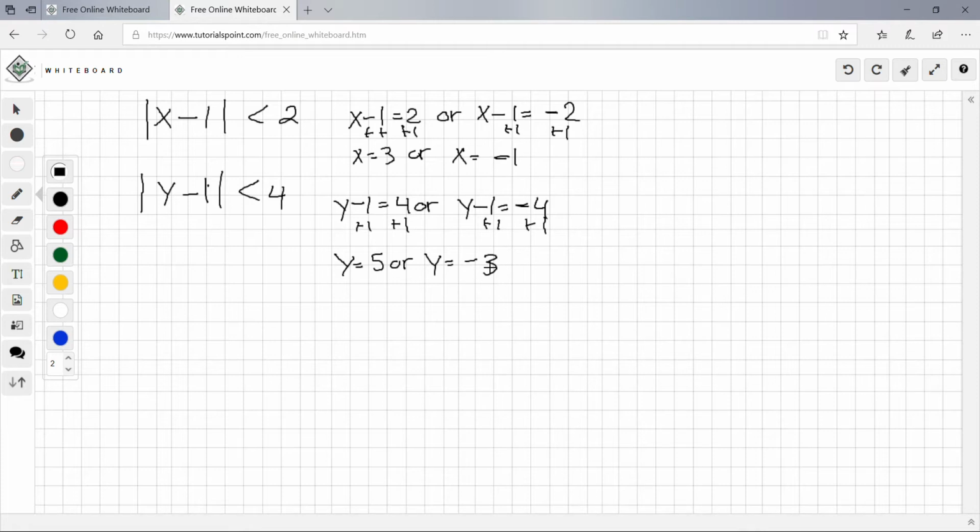Yes, negative 3. Okay, and we know how to graph these. So this is going to be vertical, and this is going to be horizontal. They are both going to be dashed because there's no equal sign. So it's going to be dashed here and dashed there. So let's start graphing. I will start with this one.